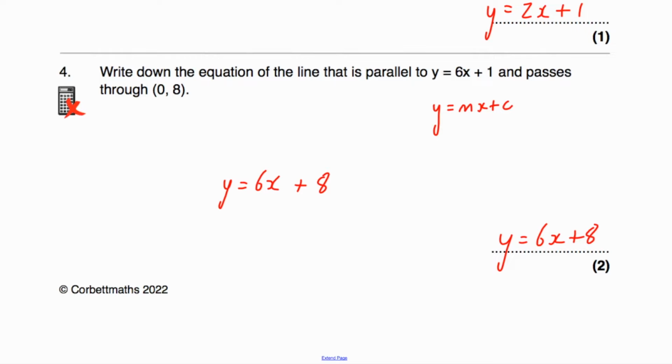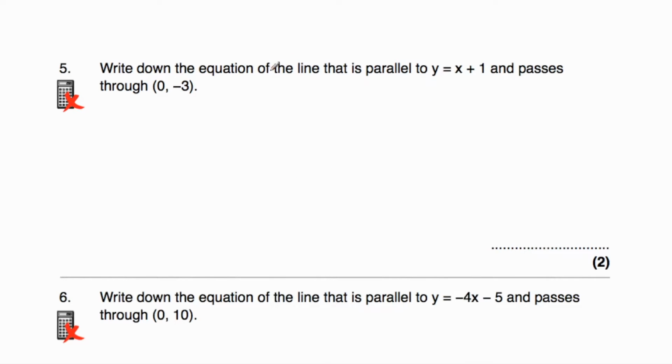Okay, let's have a look at question number 5. Question number 5 says, write down the equation of a line that's parallel to y equals x plus 1 and passes through the point 0, minus 3. So let's start off by finding the gradient of the line we've been given.